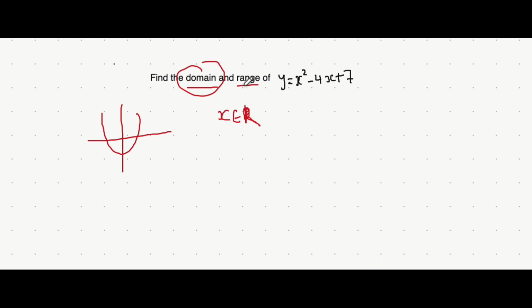Now range, I mentioned, is all the y values that come out of a function. If we think about the quadratic, I mentioned it goes infinitely larger. So in terms of positive y values, there's no limit. But if we find the minimum point of a quadratic, we know the y values can't be less than that minimum point. So let's focus on finding that minimum point. The easiest way is to complete the square.